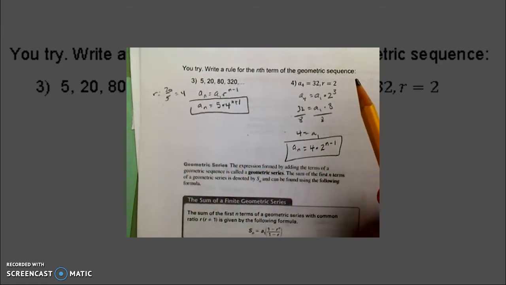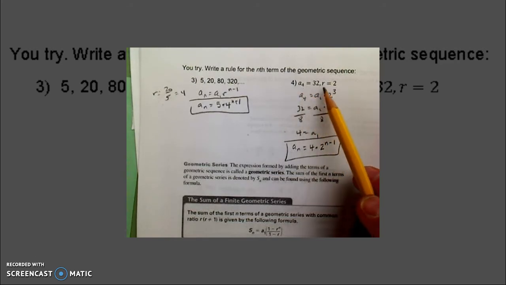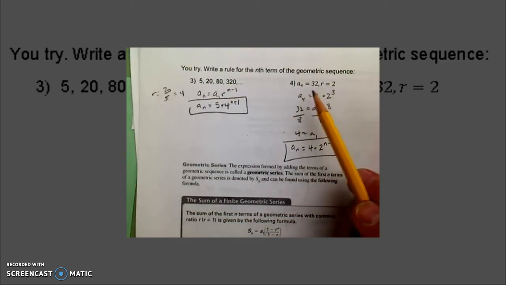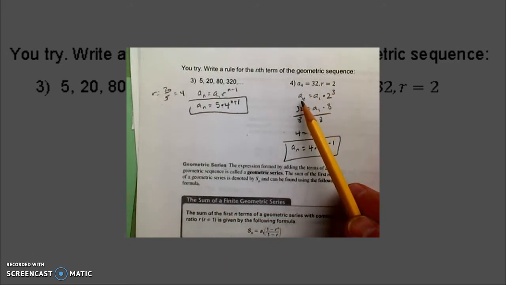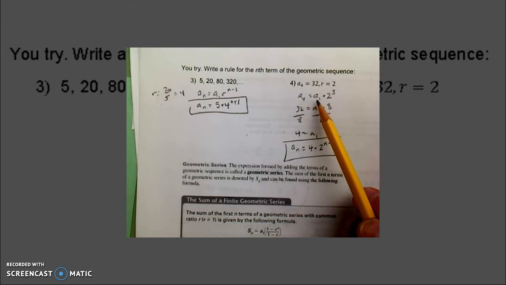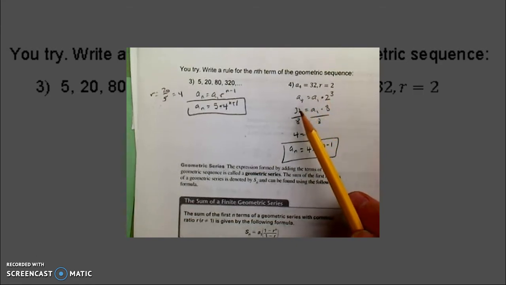For problem 4, they put a little twist on it. They give us a term, a sub 4, and they tell us the ratio, and we're asked to work backwards from there. So let's plug this into what we know. A sub 4 is equal to a sub 1 times the ratio to the n minus 1. So a sub 4 is 32.